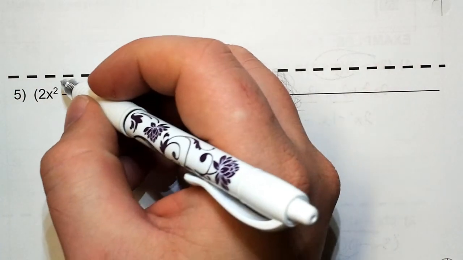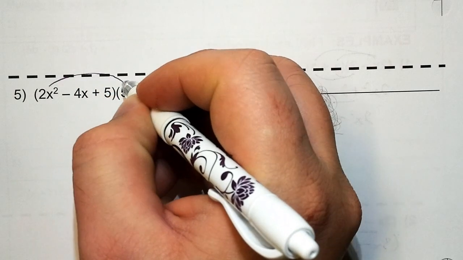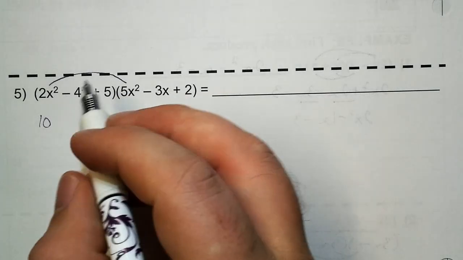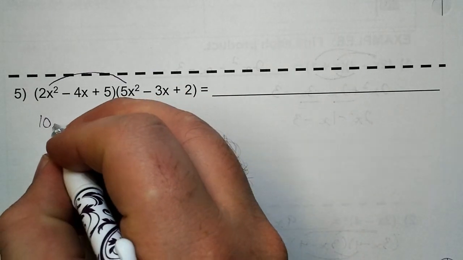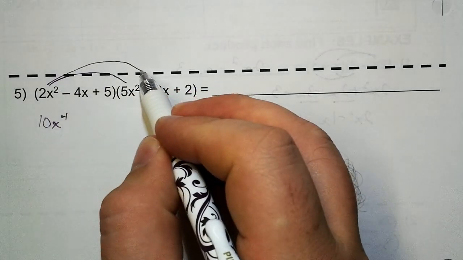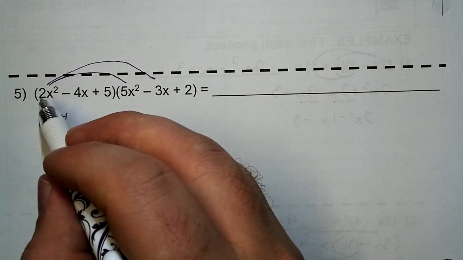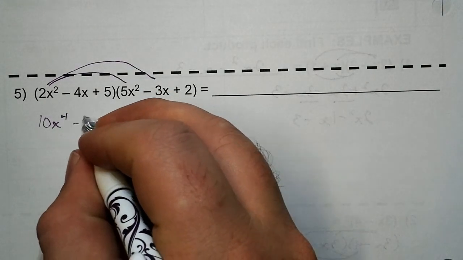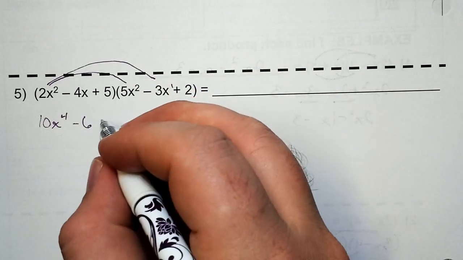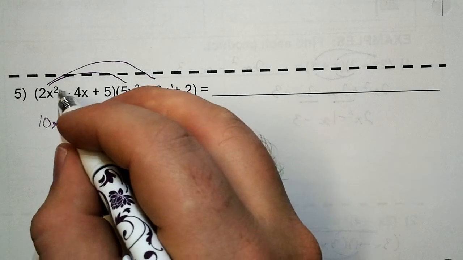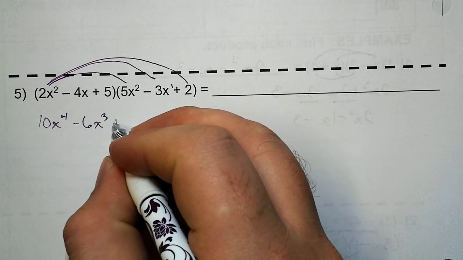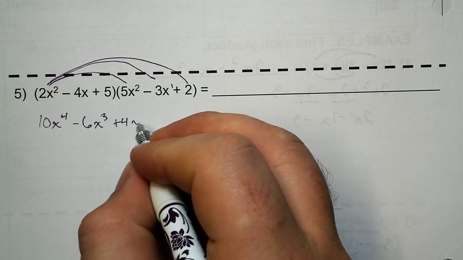So let's start out with 2x squared. We got to multiply it all the way by 5x squared. Well, 2 times 5 is 10, and x squared times x squared, there's 2, 3, 4, so it's going to be x to the 4th. I just did the product rule. 2x squared times negative 3x, so 2 times negative 3 is negative 6. There's 2 x's there, there's 1 x there. 2 plus 1 is 3, so x to the 3rd. 2x squared times positive 2 will give me positive 4, and we still have an x squared.